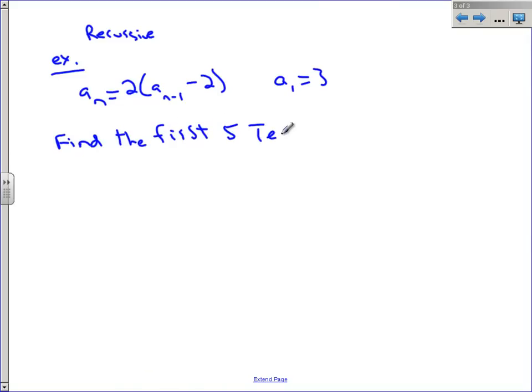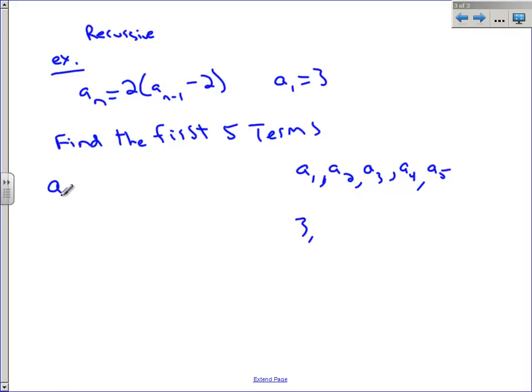Alright, so that means that I need to come up with a list that looks like this: a sub 1, comma, a sub 2, comma, a sub 3, comma, a sub 4, and then comma a sub 5. Well, a sub 1 is given to me. I know that first one is 3. But how am I going to find a sub 2? I'm going to use this formula. This formula says if you want to find a sub anything, you do the one before it, minus 2, and double that.